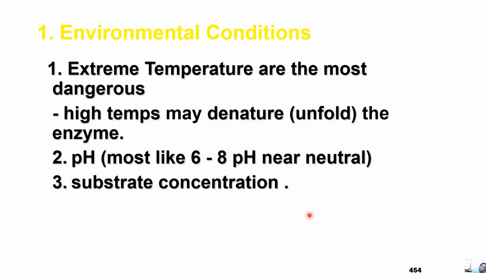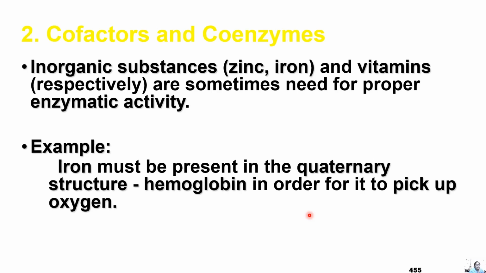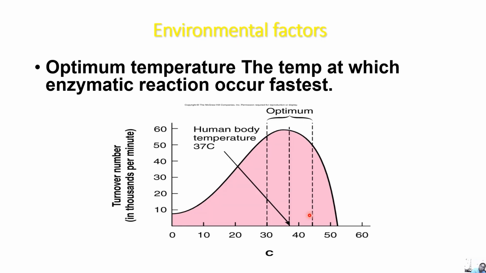Environmental conditions like extreme temperatures can be very dangerous. High temperatures may denature the enzyme, and pH also. Enzymes will work well at their optimum pH or optimum temperature. Substrate concentration is also very important. Whereas cofactors and coenzymes, inorganic substances such as zinc and iron and vitamins respectively, are sometimes needed for proper enzymatic activity. For example, iron must be present in the quaternary structure of hemoglobin in order for it to pick up oxygen. The optimum temperature is the temperature at which the enzymatic reaction can occur the fastest.